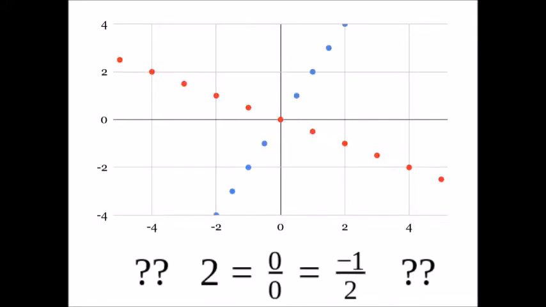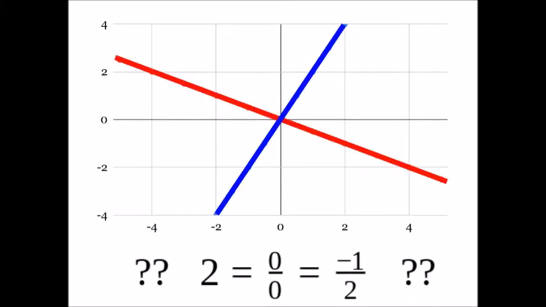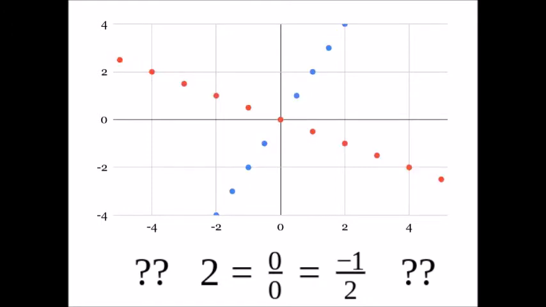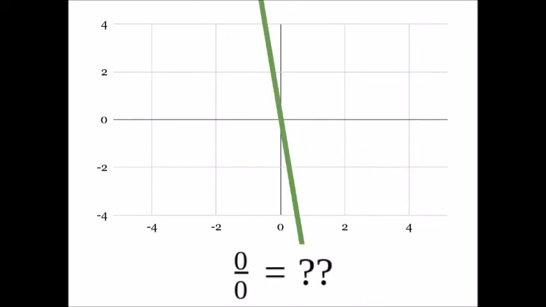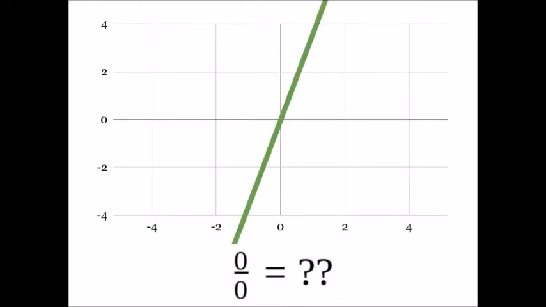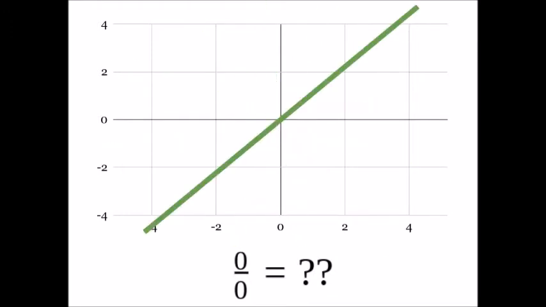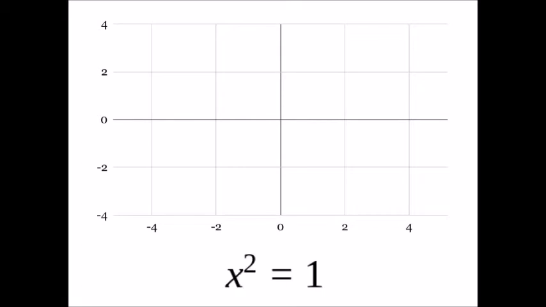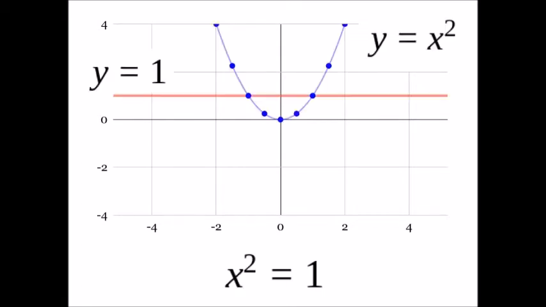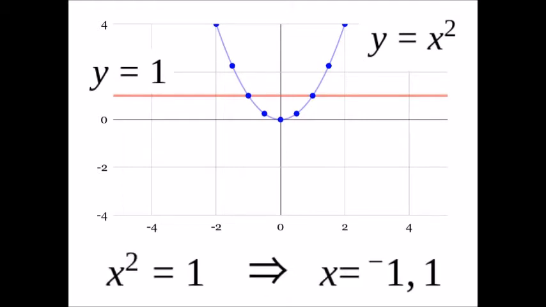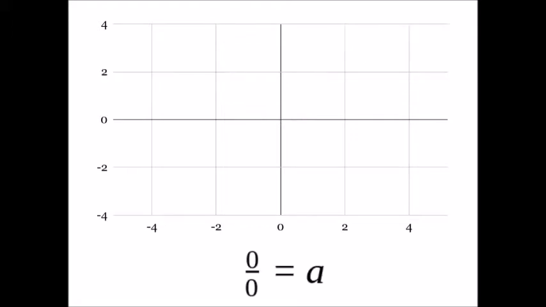Good. Bad, because 0, 0 is on both of those lines, which means that 0 divided by 0 is equal to 2, and also equal to negative 1/2, and also equal to anything else. And we are okay in general with multiple solutions. For example, x squared is equal to 1. That's true for 2 different solutions, for x is equal to plus 1 and minus 1. But infinite solutions, that's undefined.